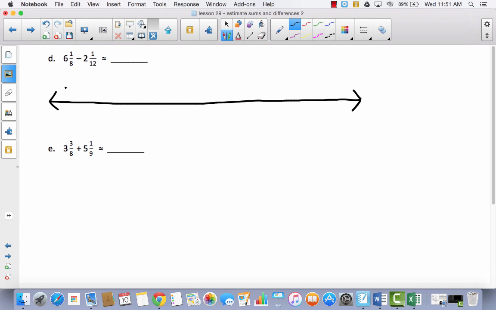All right, so let's start with the number 2, and we're going to go all the way to 7 on our number line. So we're going to come back and we're going to say 3, 4, 5, and 6. If you think you can do the rest of this from here, go ahead and pause the video and try to put 6 and 1/8 on the number line by yourselves, and 2 and 1/12, and then come back and let's see how you did.